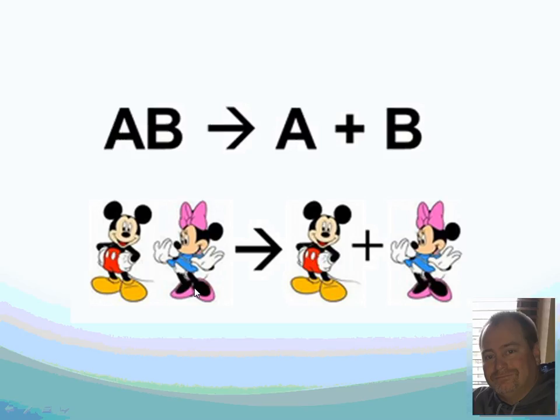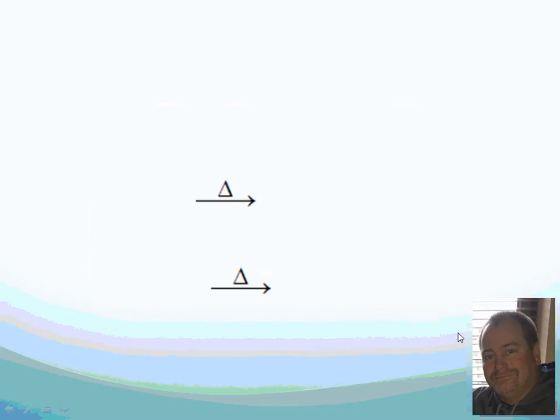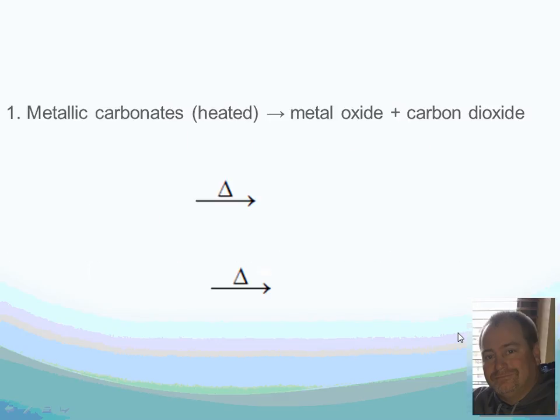Now, I think I got a little picture here. Here we got Mickey and Minnie together. And when they break down, they just break down to their individual Mickey and Minnie. AB yields A plus B. Now, the very first one is a metallic carbonate heated will break down into a metal oxide and carbon dioxide.